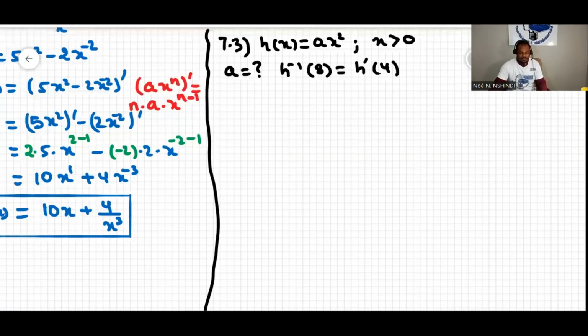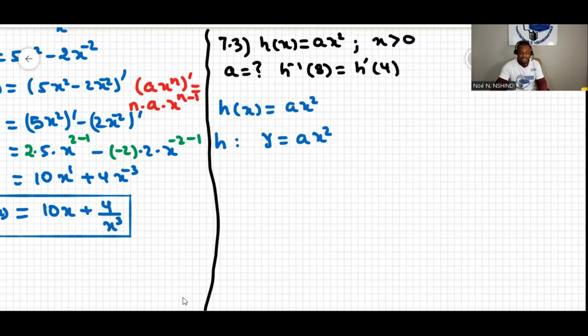Now let's solve this separately. Because we have h of x equal to ax squared, we can work out h minus 1. H minus 1 simply means the inverse of the function h. Remember that h of x is just the function, so it's like y equal to ax squared. That's h of x.